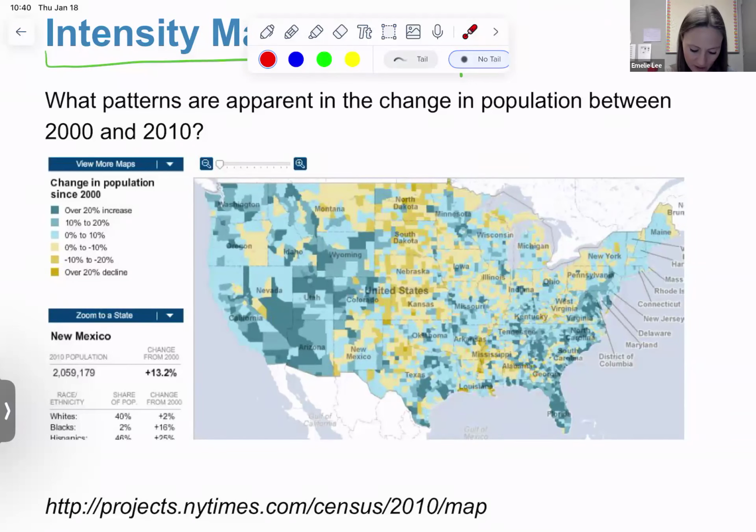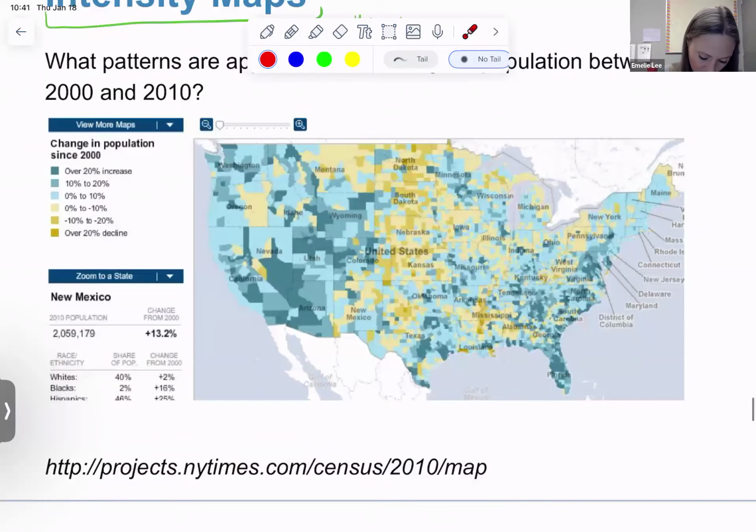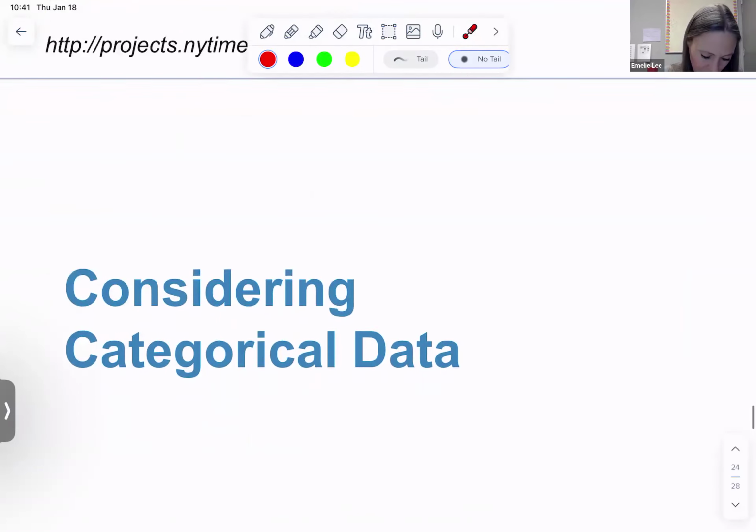Okay. And so what's it doing? Well, it's assigning a different color to different levels of the data or the variable. And so here, for change in population, the darkest blue has the highest increase and the darkest yellow has the highest decrease, or most extreme decrease. Just kind of a fun example.